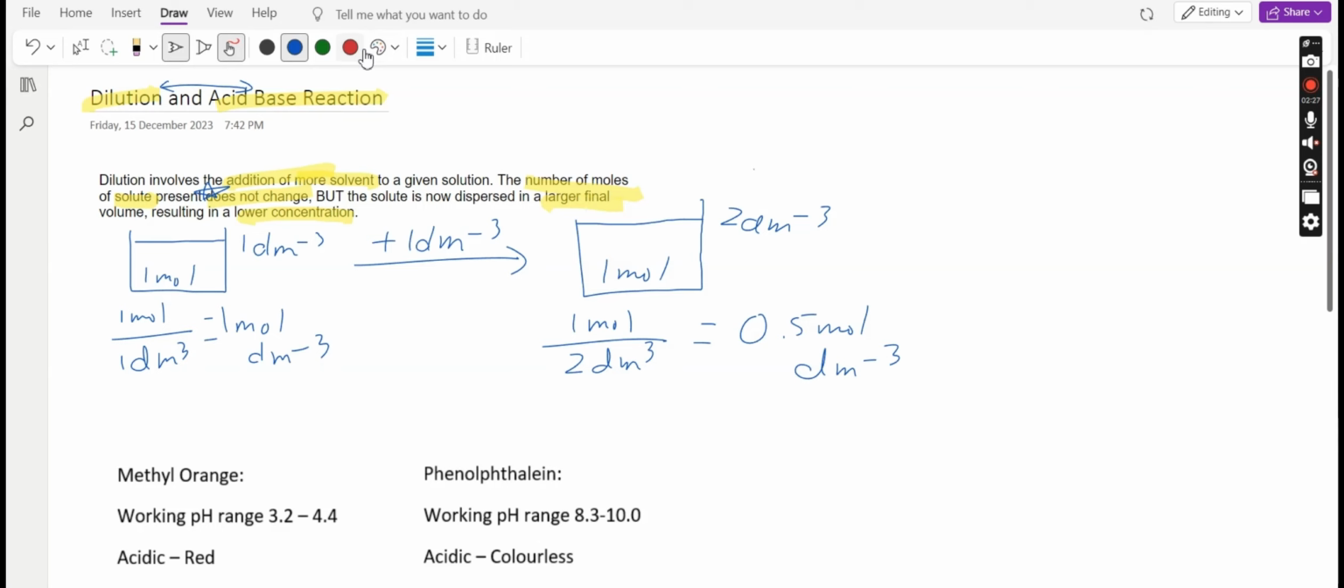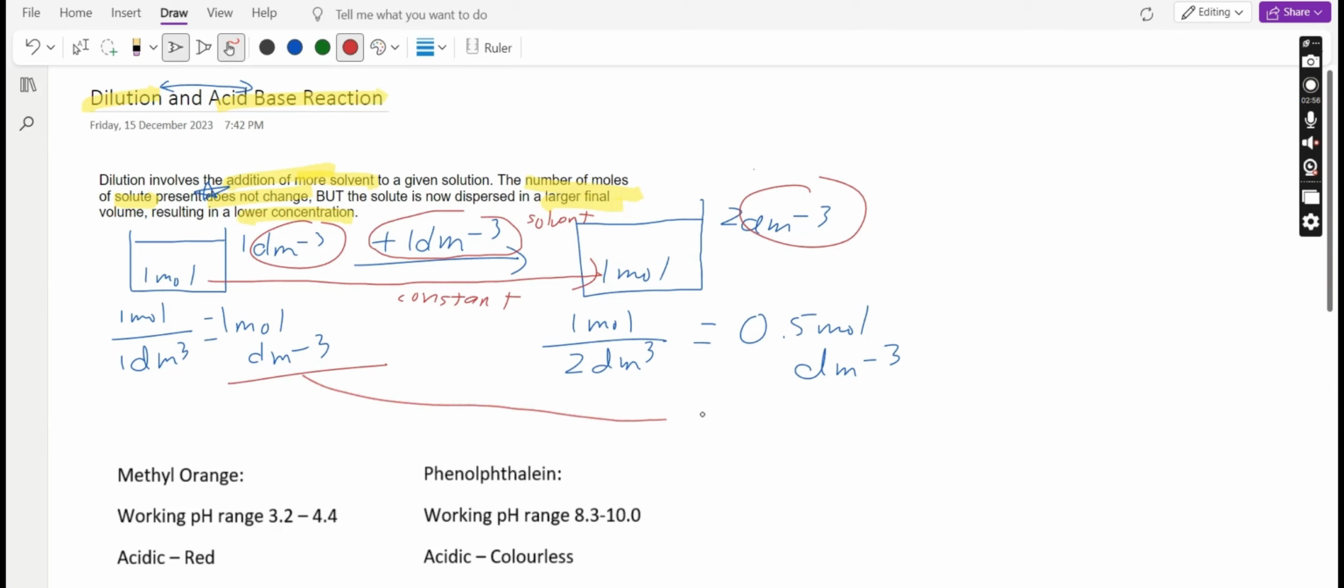So from here you can see that I'm just adding solvent. This is your solvent. The solvent increases, but my amount of salt is constant. I'm not adding any more salt into the solution, I'm just adding water. So you can see that the number of moles of salt is constant, 1 mole to 1 mole, but my concentration has dropped by half.